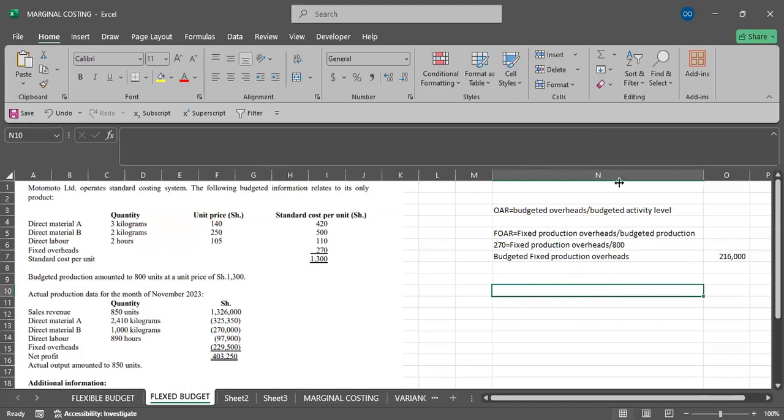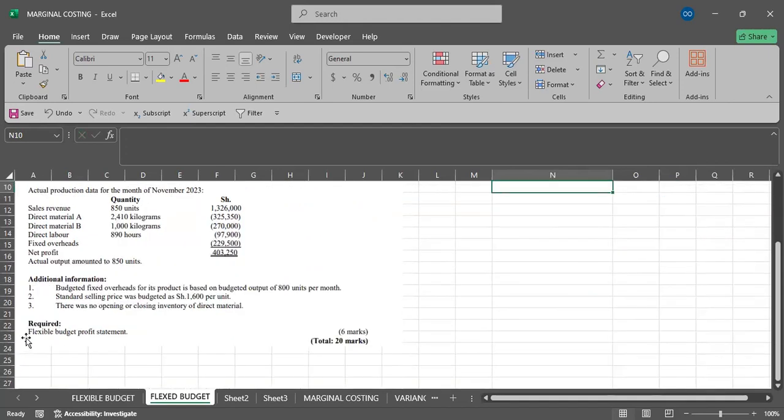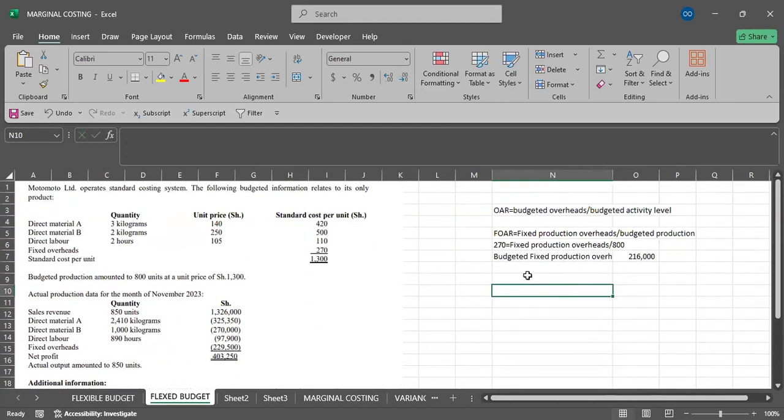We need that fixed production overheads because we are required to prepare a flexible budget. This flexible budget will only come into place when we have the budgeted activities and compare with the actual. Good. Now, for us to also have a flexible budget, we need to calculate what we call the flexing ratio.